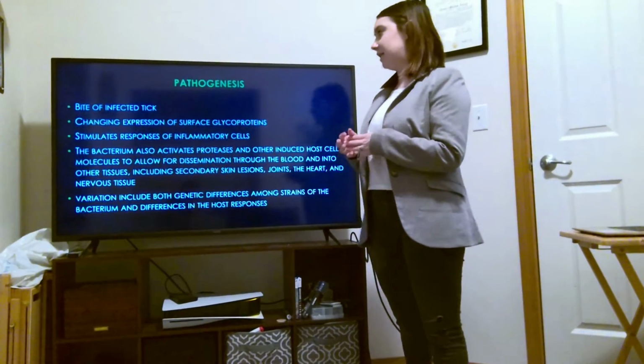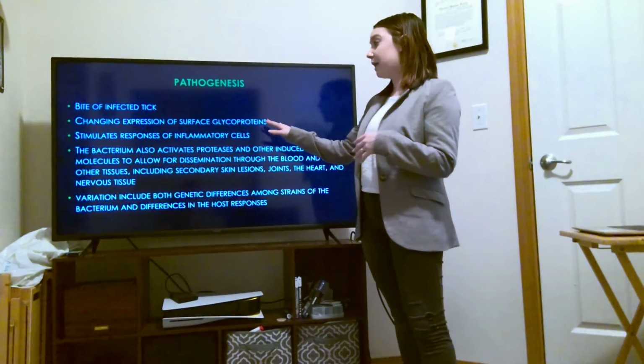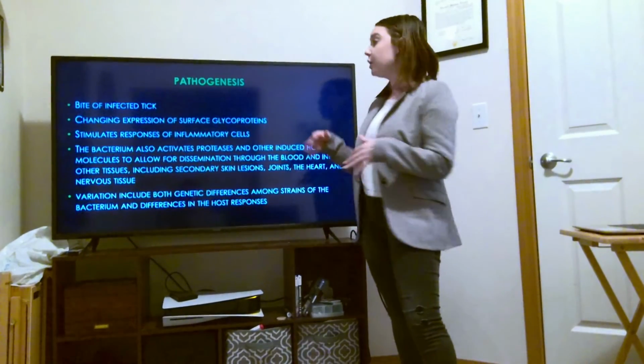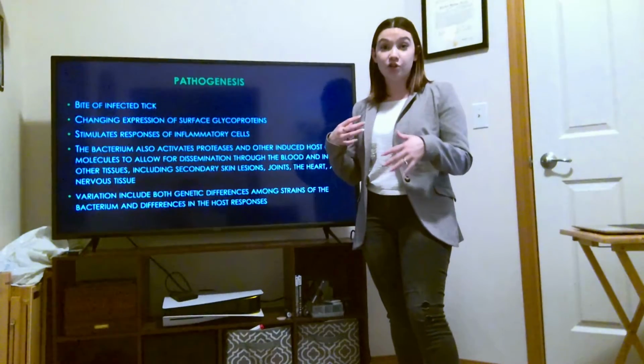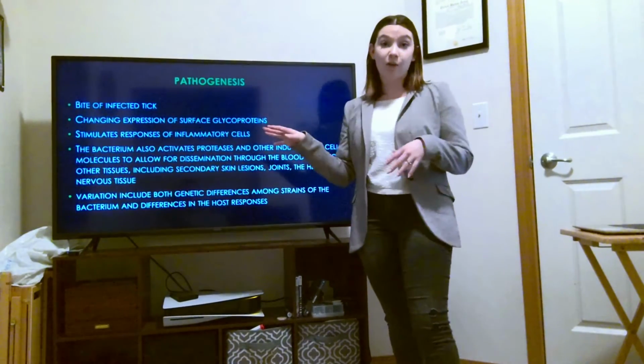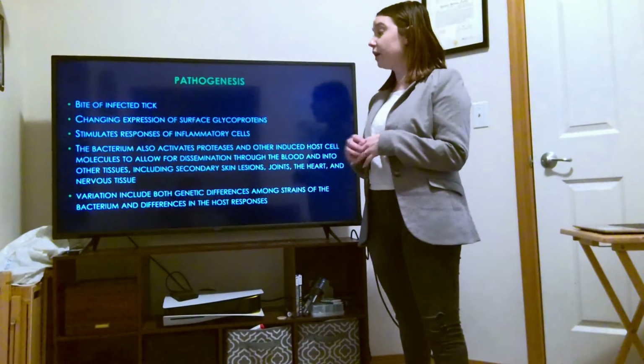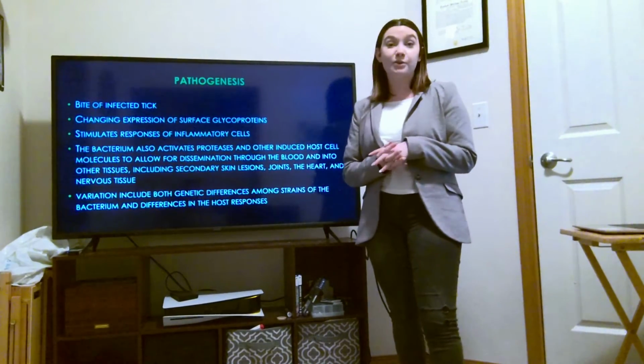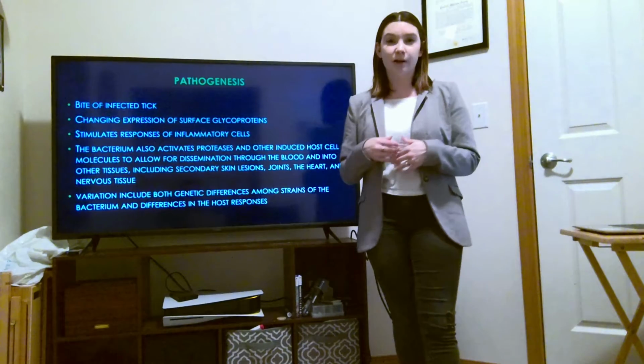So it's quite fascinating. And it can depend on each person, because we carry different proteins in our bodies, and depending on the area it's attached to, it's going to use different glycoprotein pathways in order to get into the body. And when this happens, it stimulates the response of inflammatory cells, and this is basically our immune response.